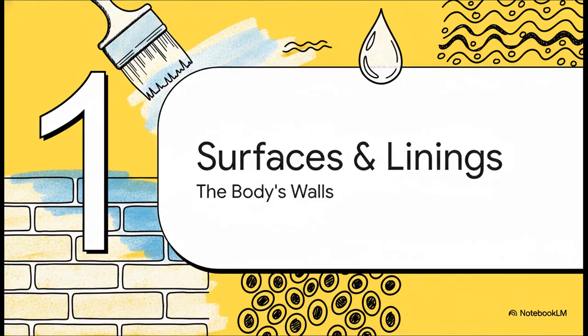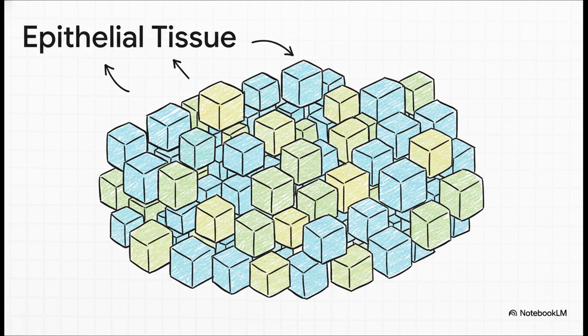All right, let's dive into it with our first material. This is all about the protective surfaces and linings. Think of it like the building's walls, its paint, its protective sealant. This is epithelial tissue. The crucial thing to get here is its structure. You can see it right on the slide. The cells are packed together like bricks in a wall with almost no mortar in between. This tight formation is everything because it creates a living barrier that protects all the important stuff inside.